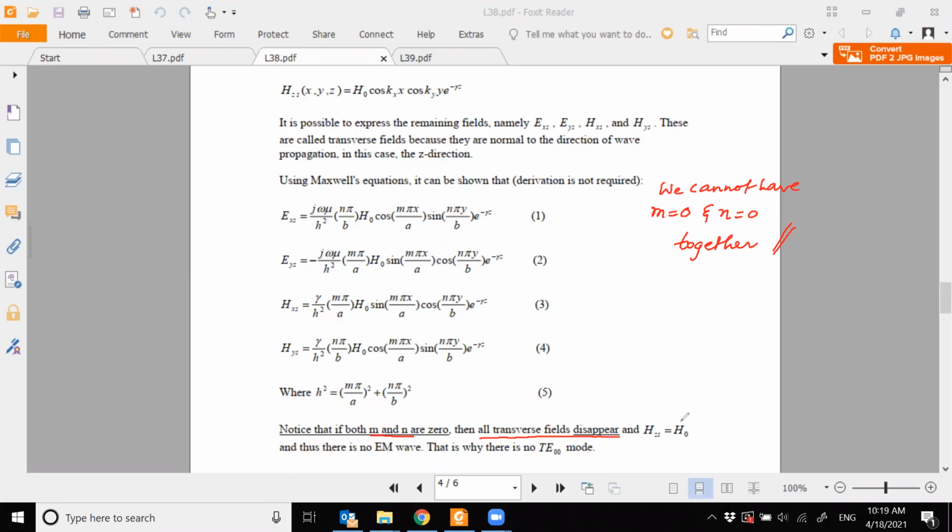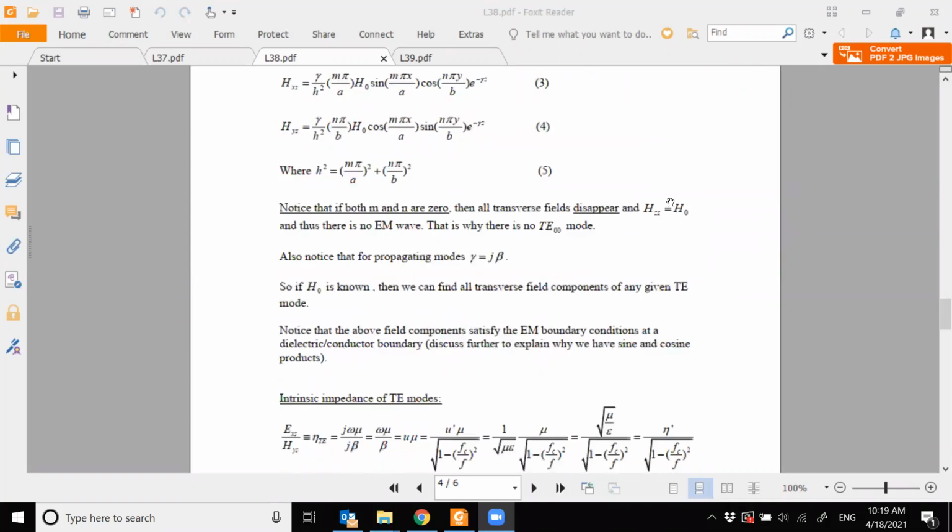And your HZS will just become H0. All the cosine terms and everything will vanish. This is just a constant, and we know that this is not an EM wave. So that's why m and n cannot be 0 simultaneously. And that is the reason the TE 0,0 mode does not exist. And that's why our first mode is TE 1,0. That is our first mode.